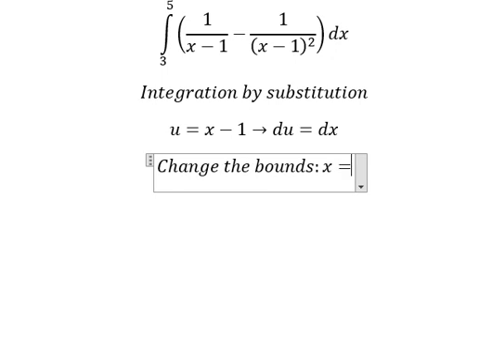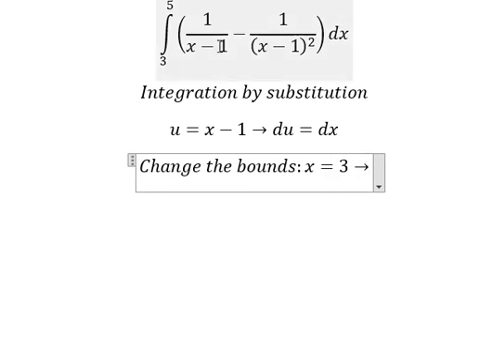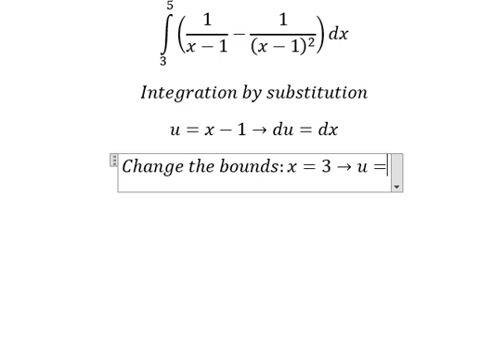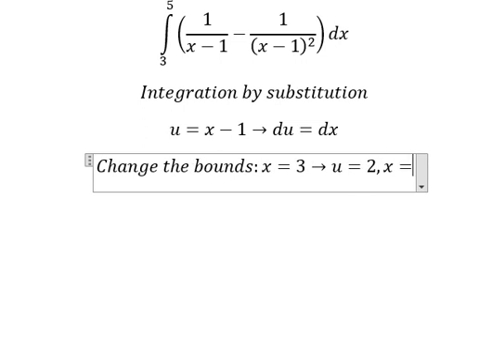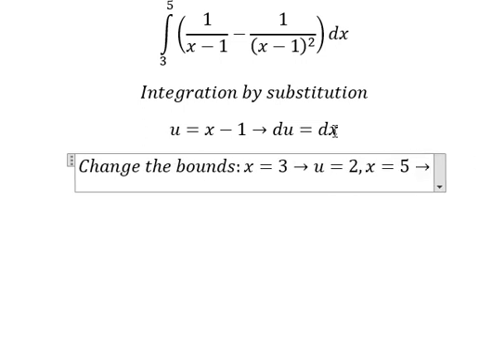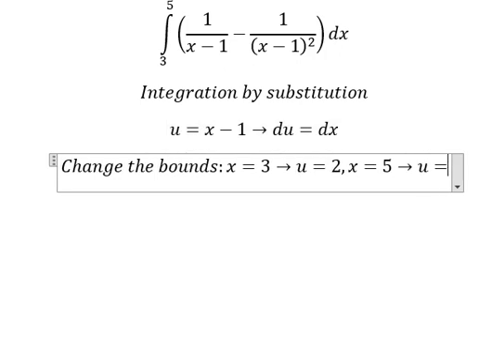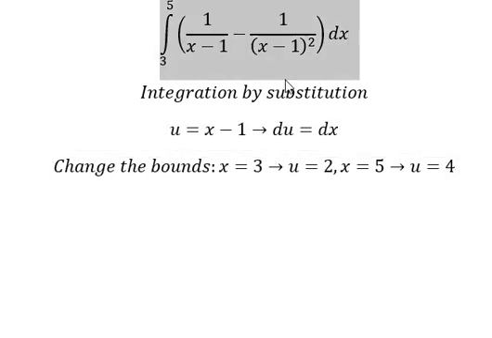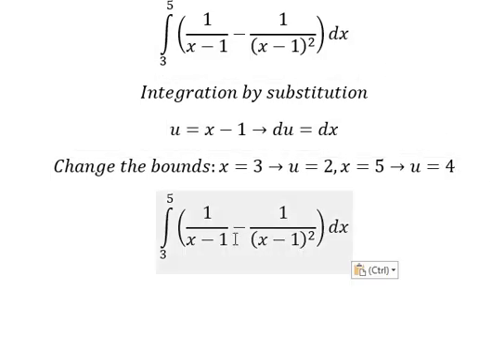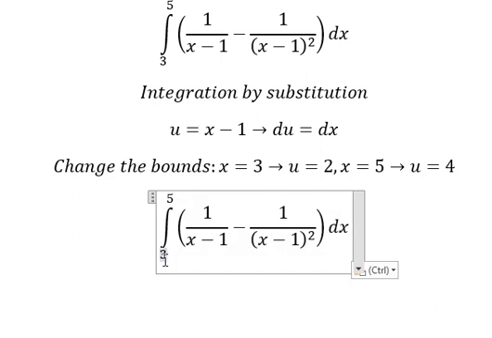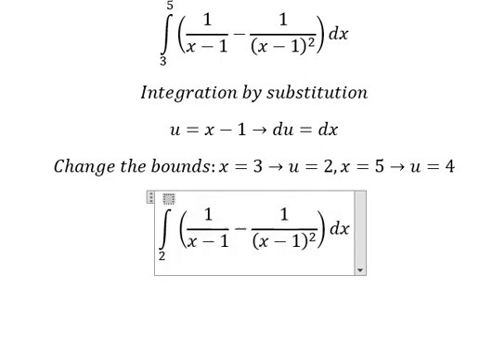When s equals 3, we put 3 in here, so u equals 2. When s equals 5, we put 5 in here, so u equals 4. So this one we change to 2. This one is 4.